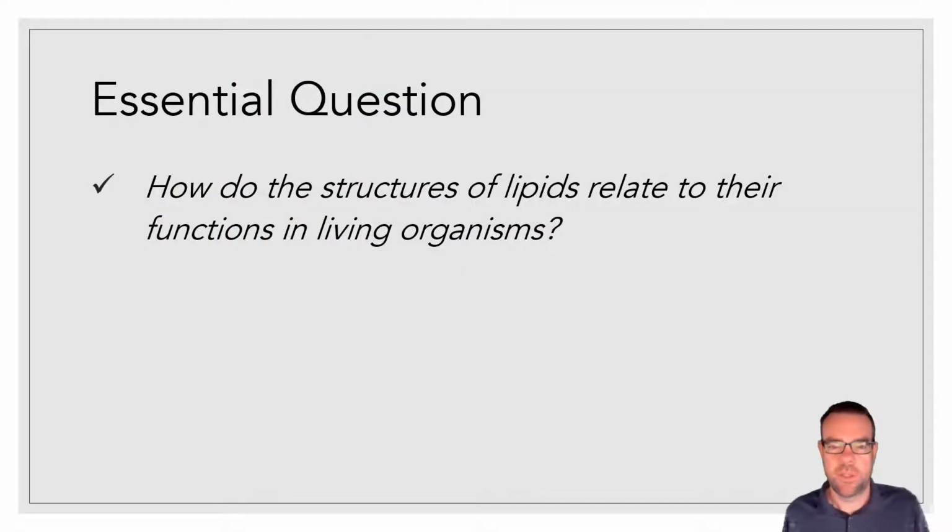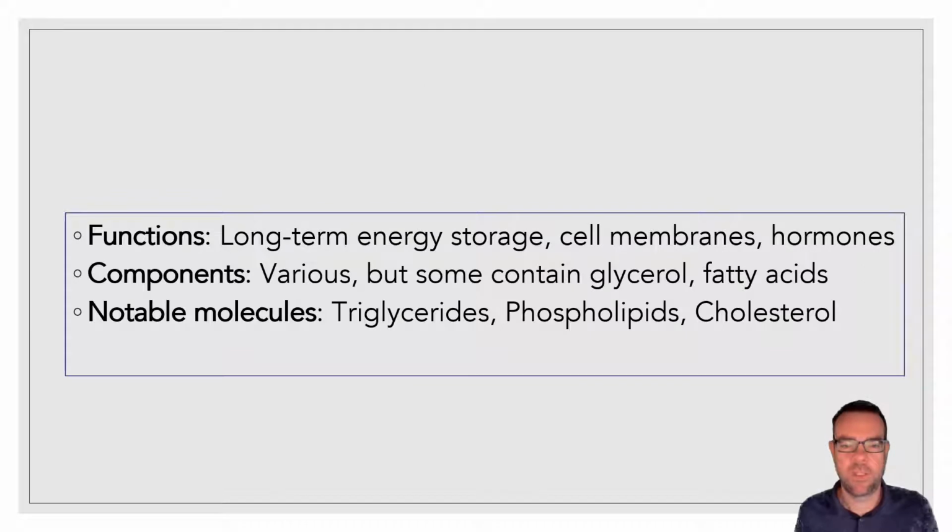So what we're going to focus on, our essential question for this, is how is the structure related to the function in living organisms? Now the functions we're worried about, primarily, are long-term energy storage, the structure of cell membranes, and the hormones. Now, lipids are not truly polymers. They aren't made up of just one repeating monomer. Instead, they're macromolecules, but they're made up of a couple of different small pieces.